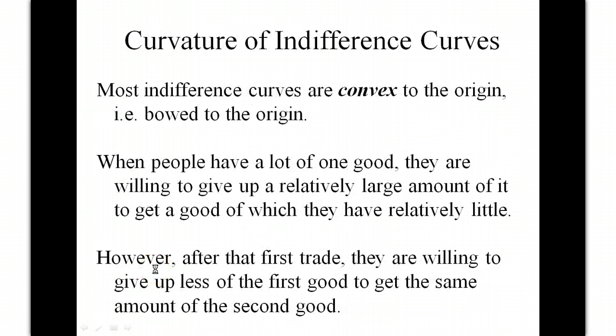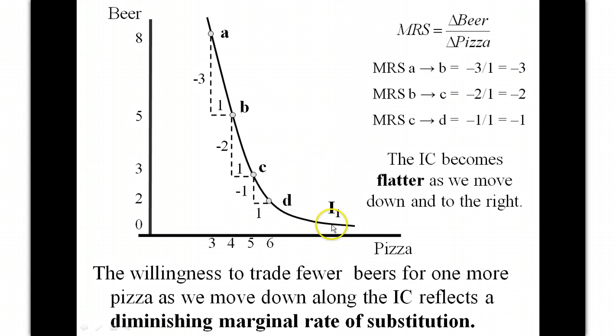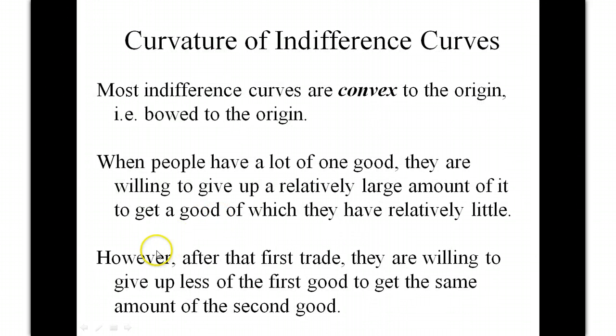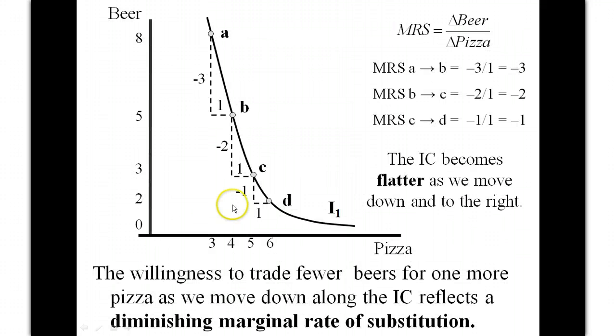So when people have a lot of one good, they're willing to give up a relatively large amount of it to get a good which they have relatively little. So if you take an individual where there's a very large amount of one good, take point D here. At point D, the person has 6 units of pizza and 2 units of beer. So their consumption bundle isn't very balanced. It's heavily weighted towards one or the other.